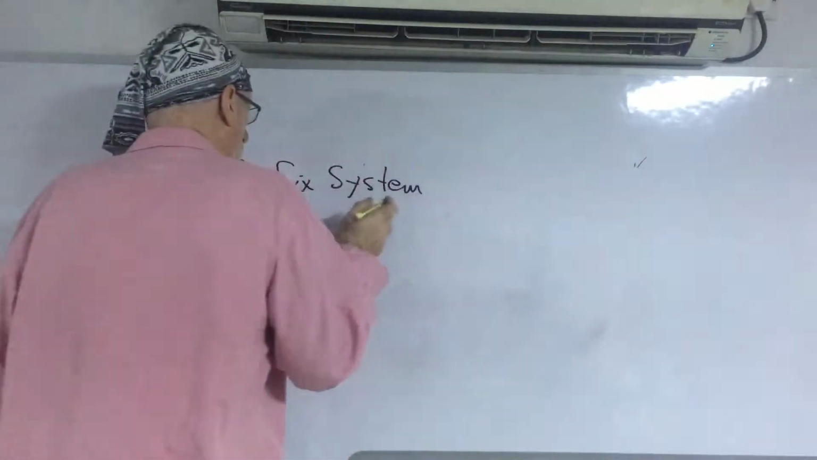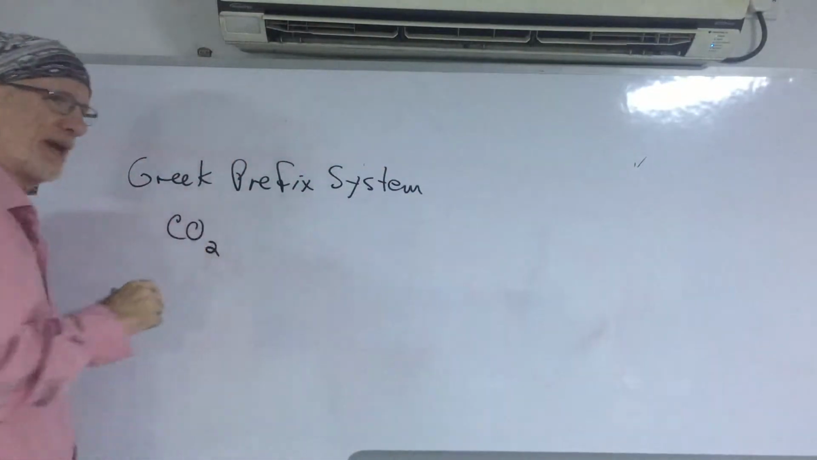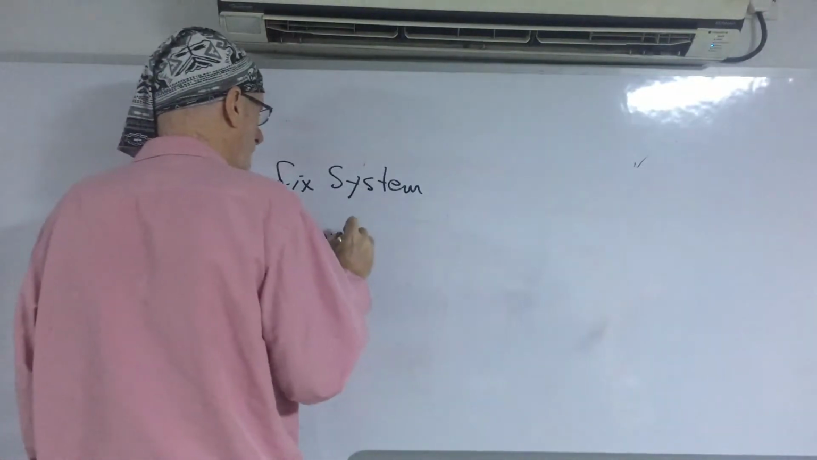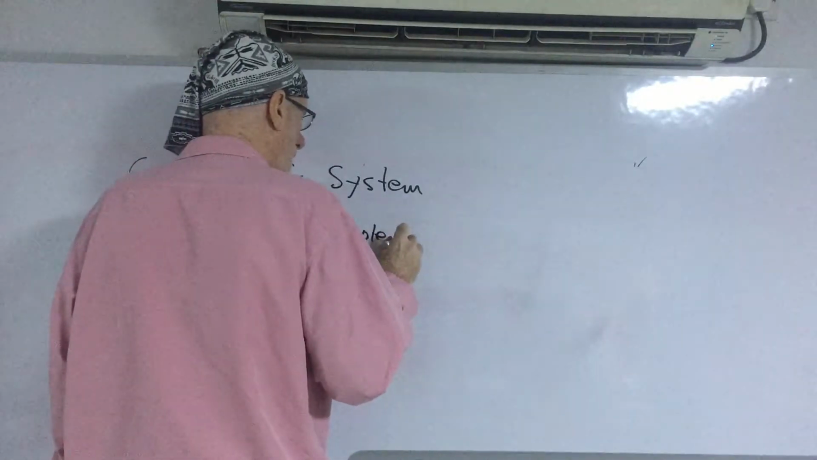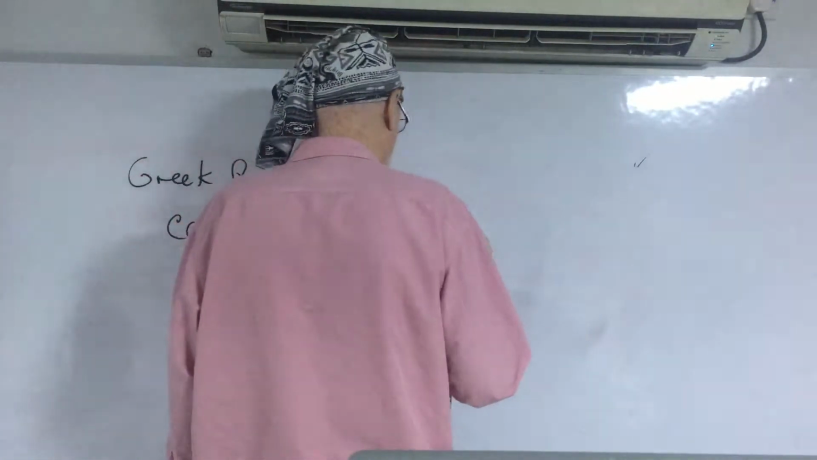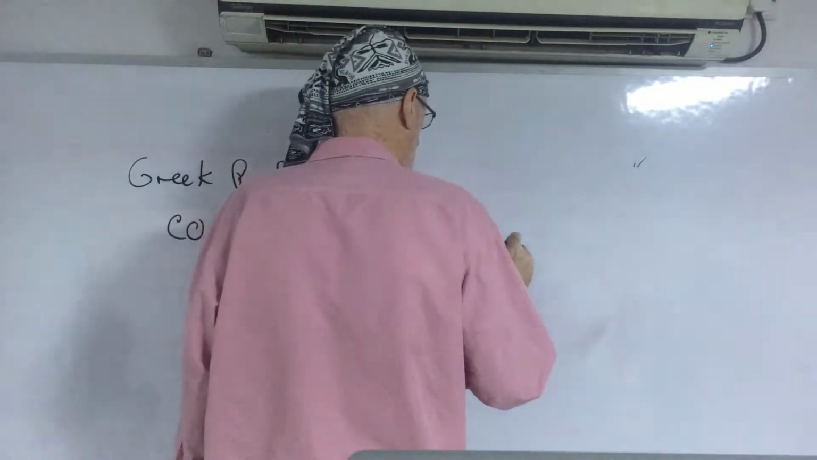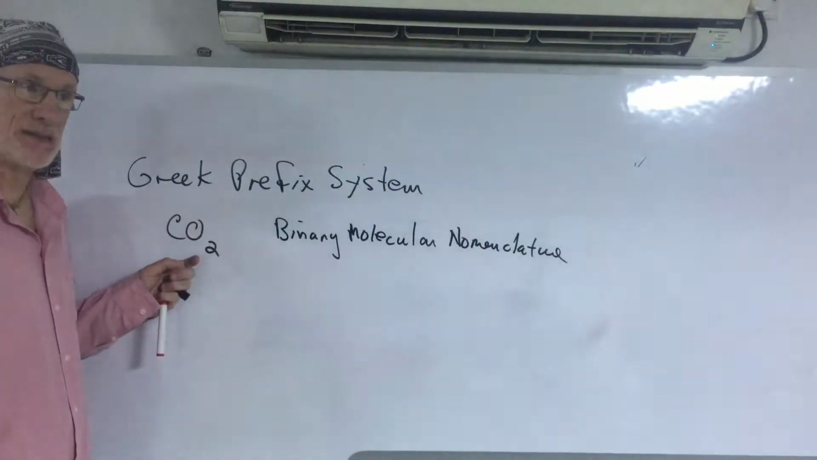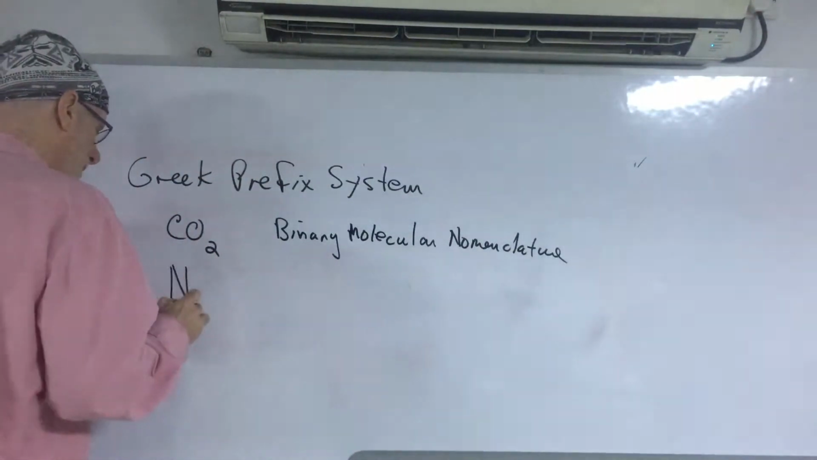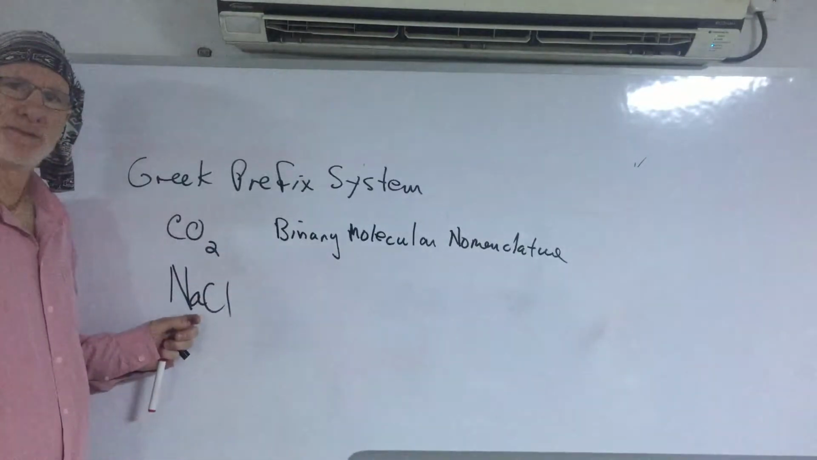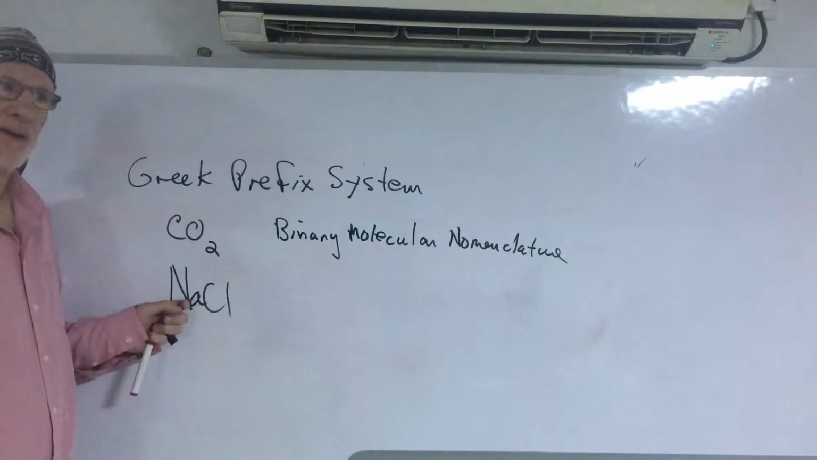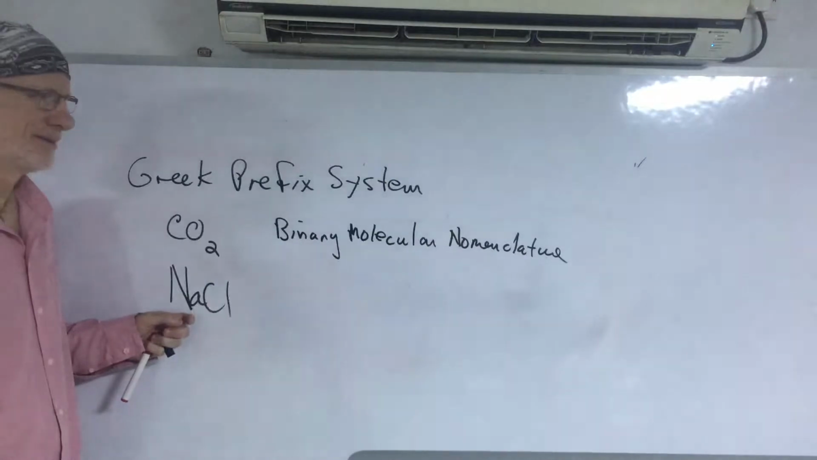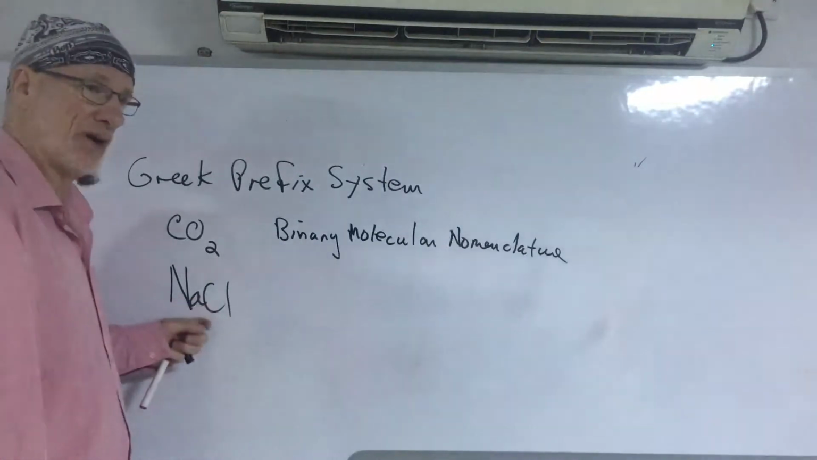So some books call, remember we did this, carbon dioxide. Some books call it binary molecular nomenclature. Okay, it's binary, right? Makes sense, right? Remember binary? That's binary, isn't it? This, you could say this is binary ionic nomenclature if you want. I don't know. I've never heard that, but whatever.